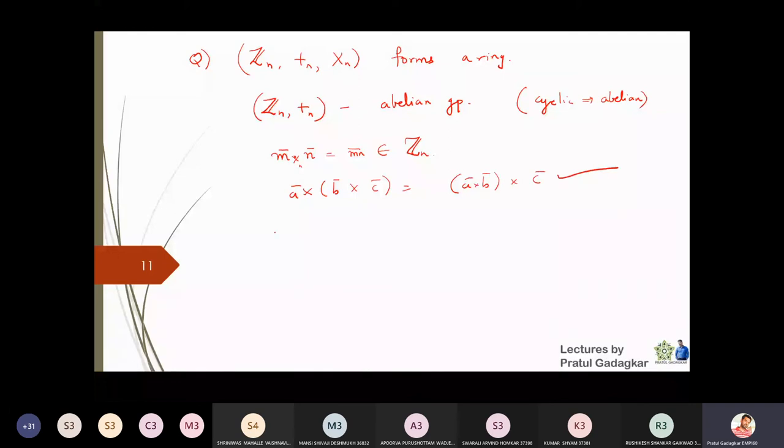What about the distributivity property? It is A bar into (B bar plus C bar) equal to A bar into B bar plus A bar into C bar. So this is all multiplication modulo n and addition modulo n. So this also holds. So I have got one more ring, namely Z_n with respect to addition modulo n and multiplication modulo n. So now we have plenty of examples of rings in our hand, but still we are always searching for new types of rings. Real numbers, integers, complex numbers, rational numbers, matrices, function sets, and Z_n, all these sets are rings.